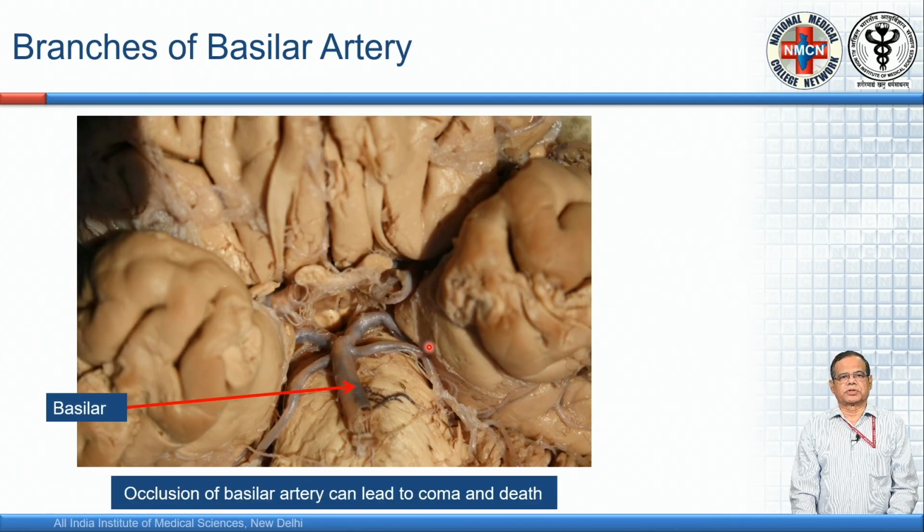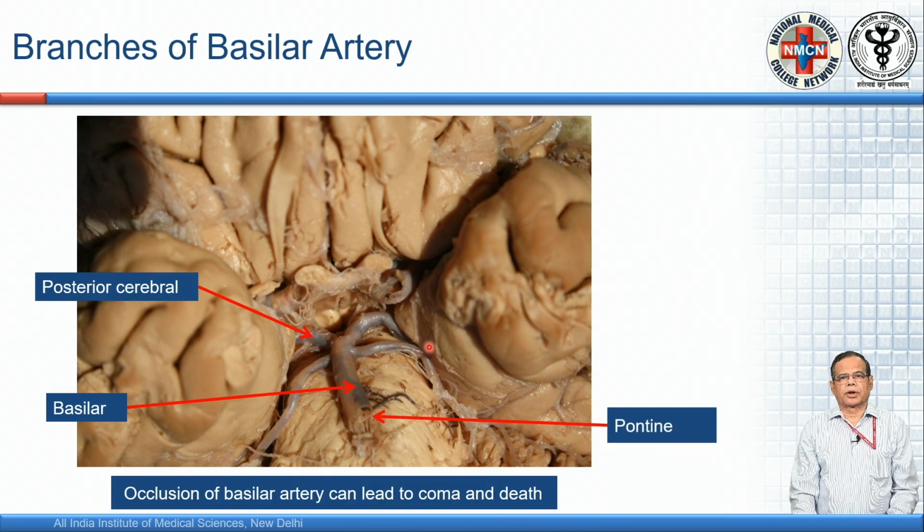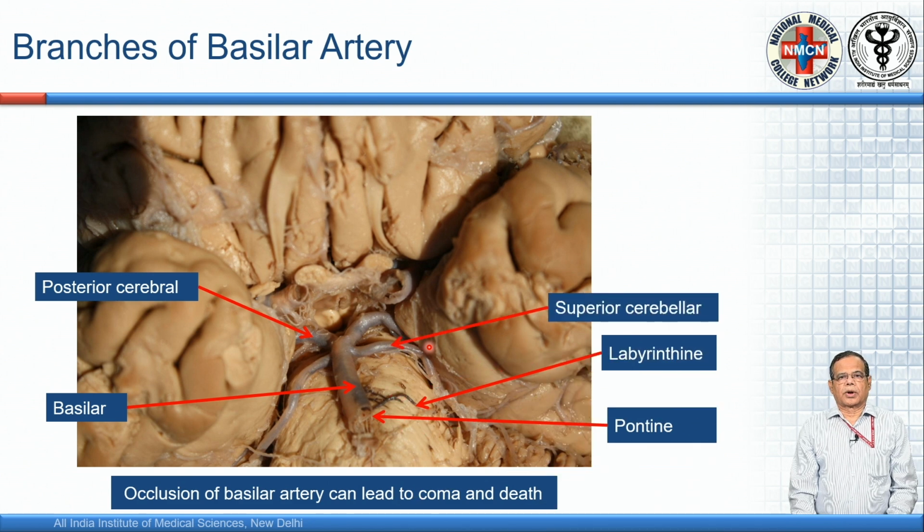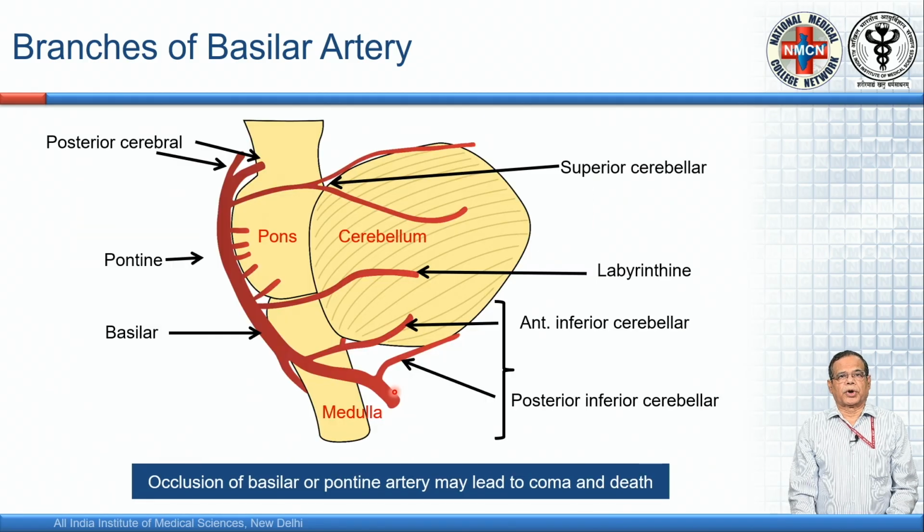The branches of the basilar artery are the posterior cerebral artery, pontine arteries, and labyrinthine arteries. The basilar artery lies in the basilar groove in the pons, and it terminates as the posterior cerebral artery. Branches of the basilar artery.